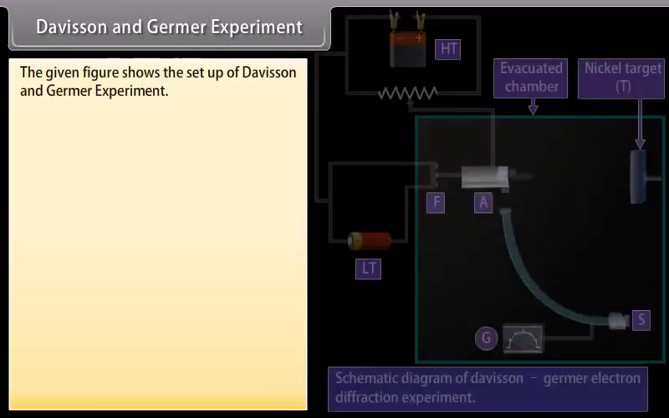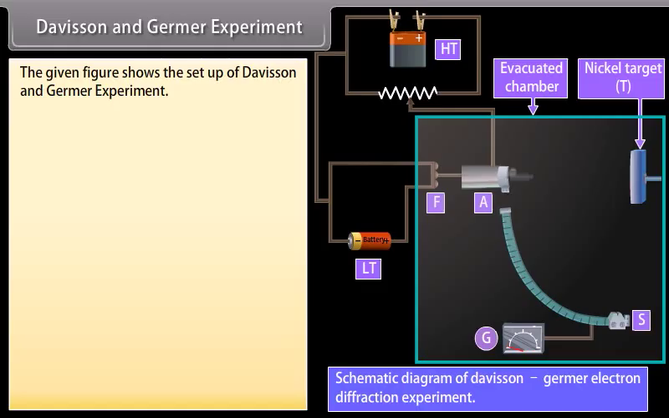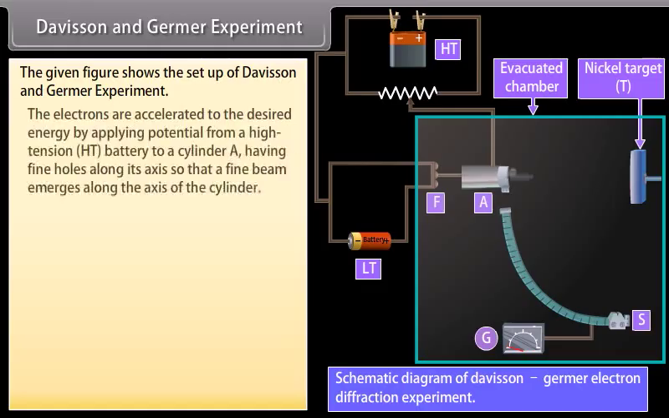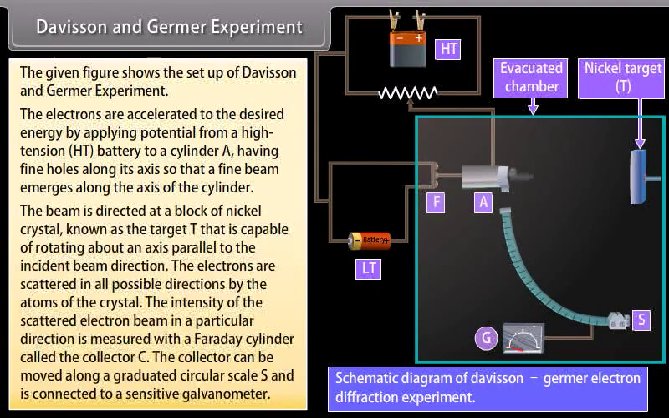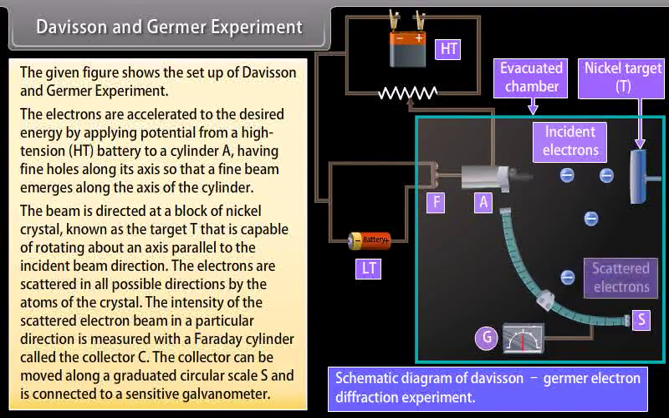Davisson and Germer experiment. The given figure shows the set up of Davisson and Germer experiment. The electrons are accelerated to the desired energy by applying potential from a high-tension HT battery to a cylinder A, having fine holes along its axis so that a fine beam emerges along the axis of the cylinder. The beam is directed at a block of nickel crystal known as the target T that is capable of rotating about an axis parallel to the incident beam direction.